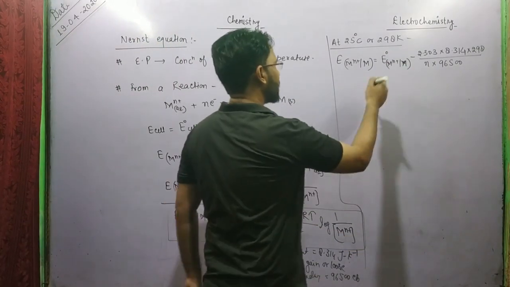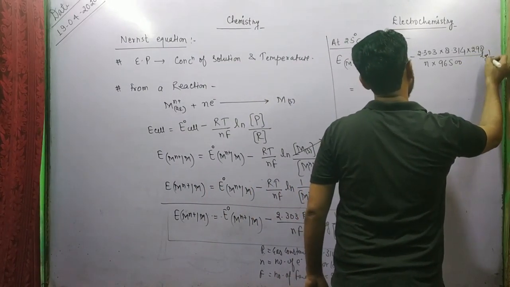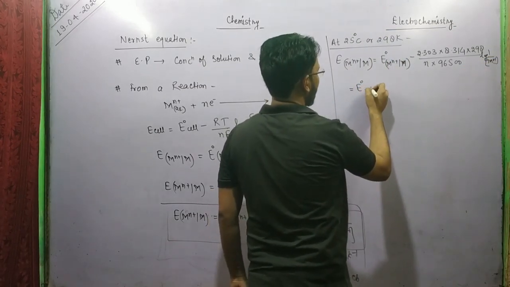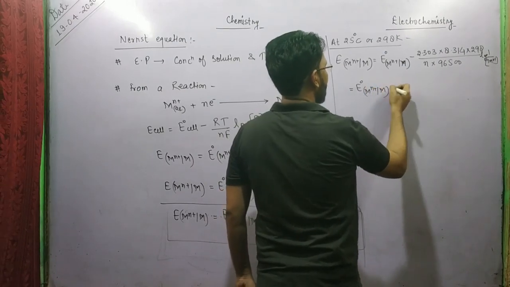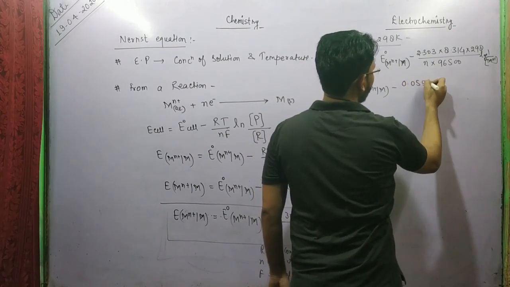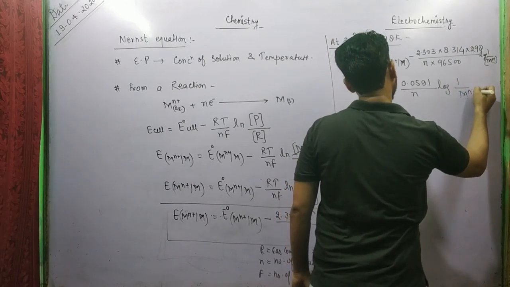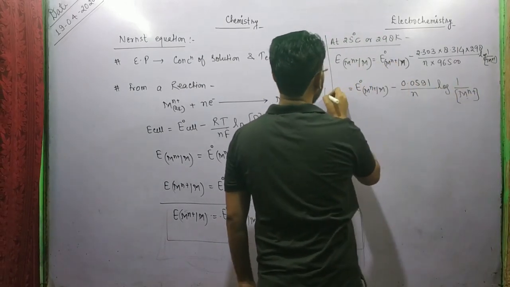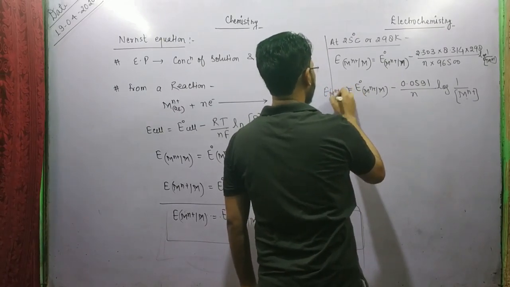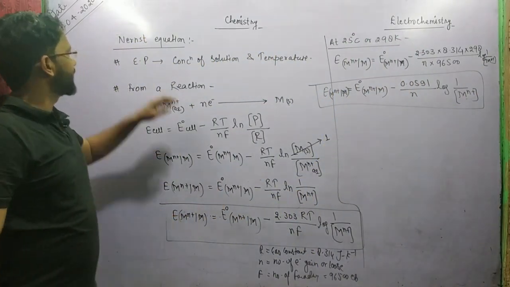So putting all the values here, in the log 1 over [M^n+] equation with E°, then we calculate all values. Then we find 0.0591 over n log 1 over [M^n+] is the modified equation for E of M^n+/M. So we find this equation, and this equation is called the Nernst equation.